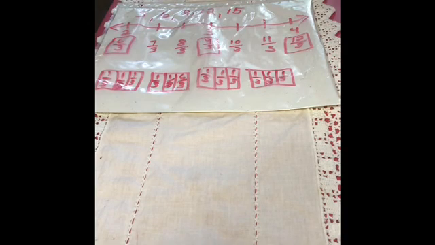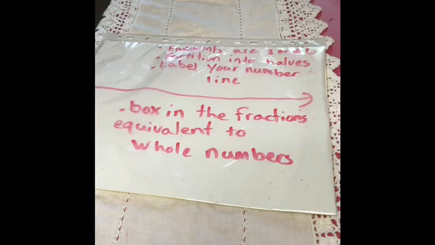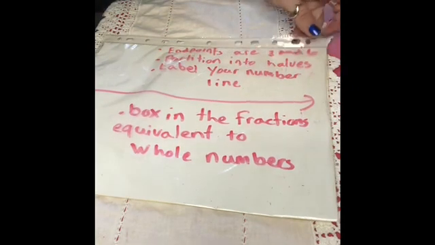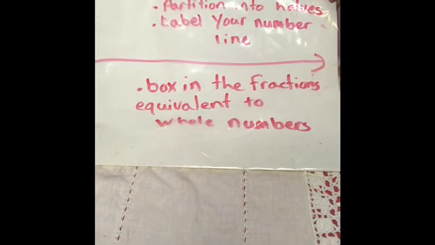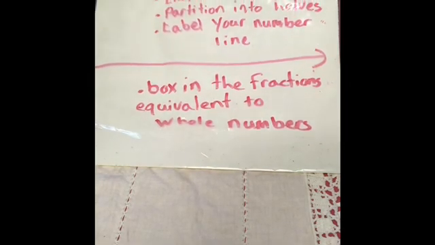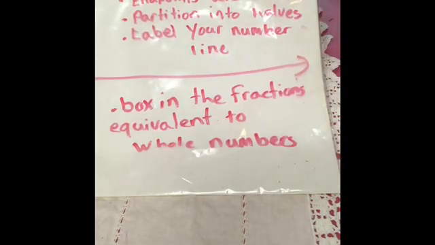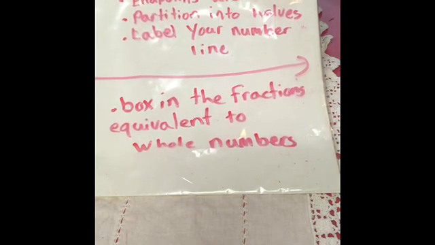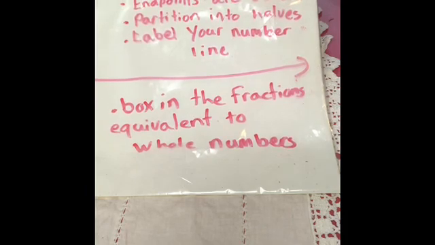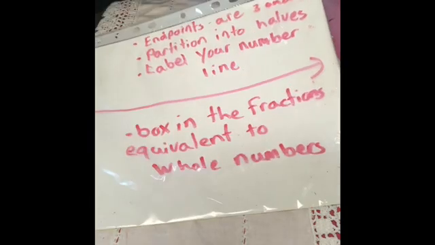Okay, go ahead and erase your board. Okay, third graders, now I have a challenge for you. I would like for you to draw your own number line. The first thing you're going to do is set your endpoints. This time, your endpoints are 3 and 6. Next up, you're going to partition your number line into halves, label your number line, and at the very end, box in the fractions equivalent to the whole numbers.